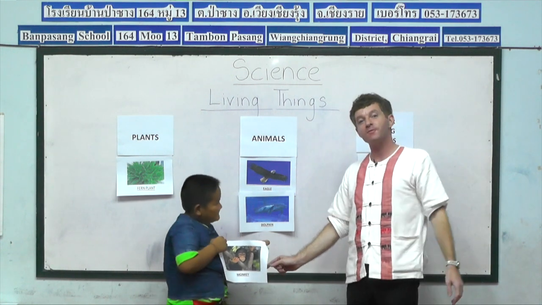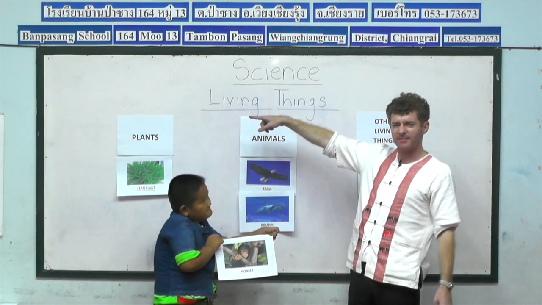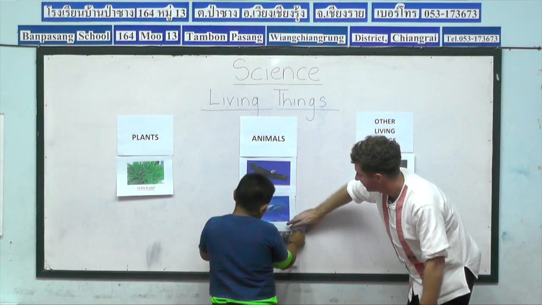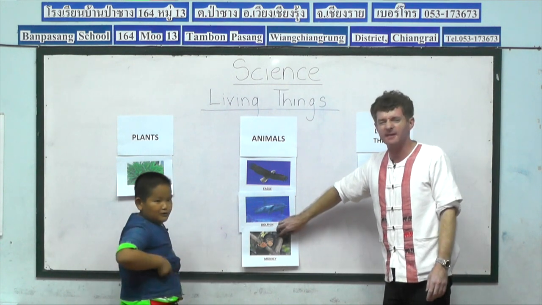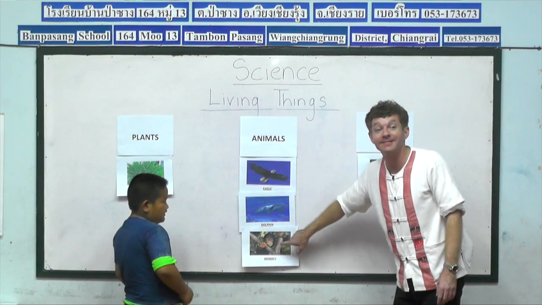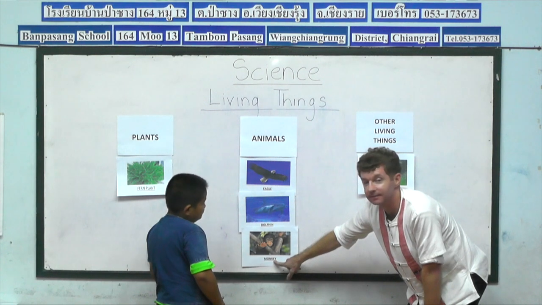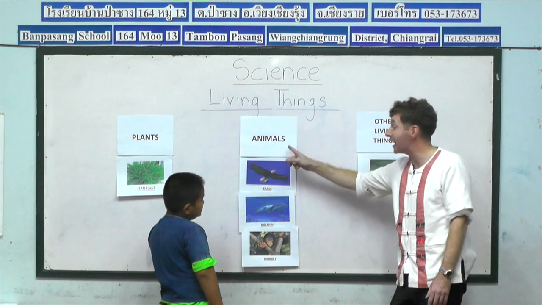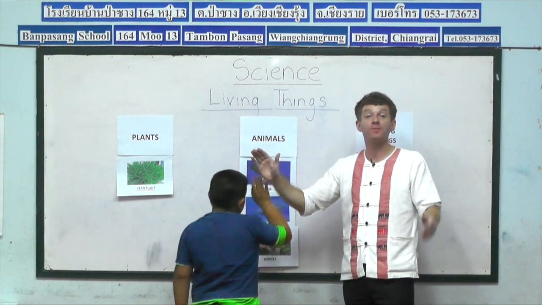Okay, but what type of living thing is the monkey? Is the monkey a plant? No, animal. Animal, so Ned, can we place it here? Brilliant. And what type of animal is monkey? Sea animal? No. Bird? No. Land animal. Land animal. So can we say monkey, animal? Monkey, animal. Annette, excellent. High five, big round of applause for Annette.